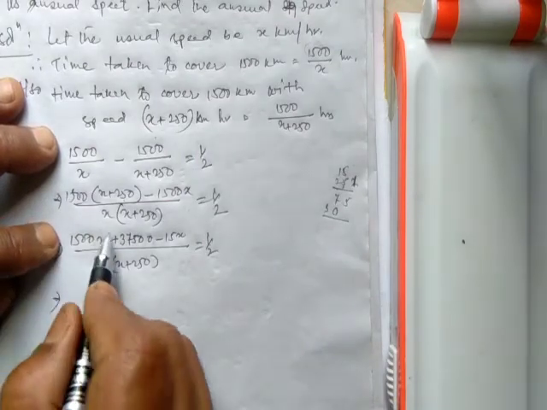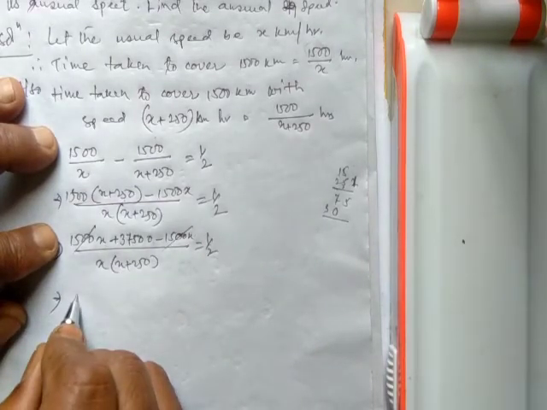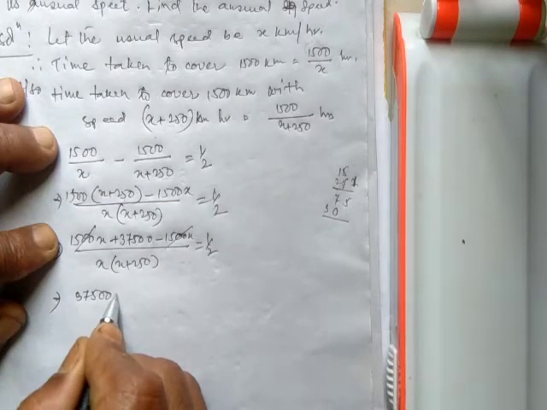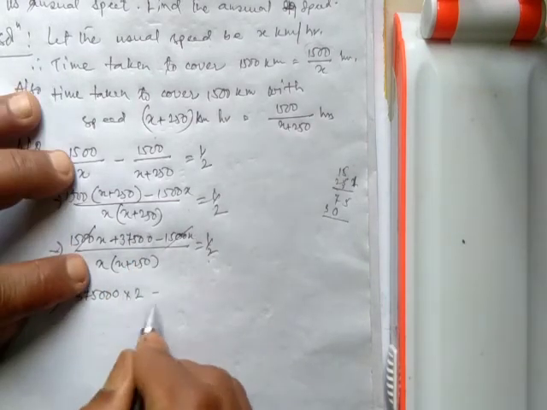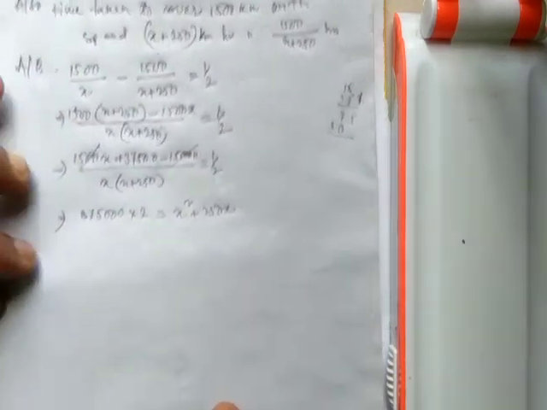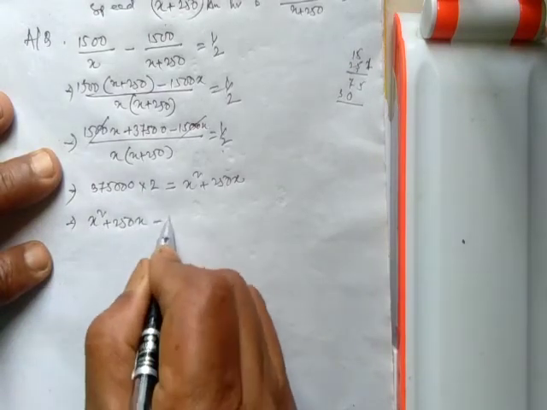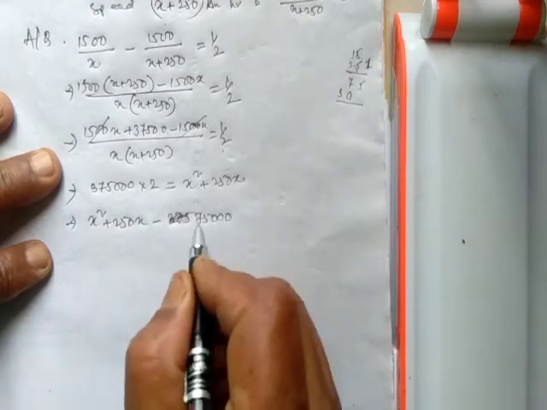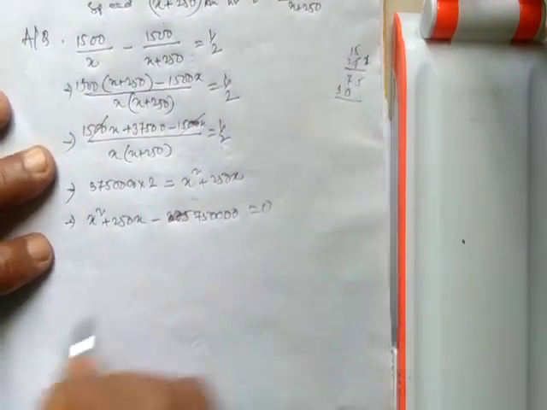This implies 1500x, these two cancelled, this is 375,000 into 2 is equal to x square plus 250x. This implies x square plus 250x minus 750,000 is equal to 0.